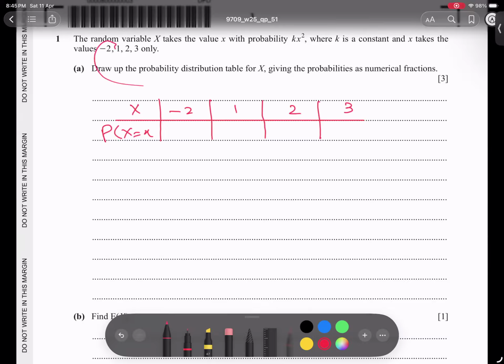And when I plug in this -2 here, we get 2 square, 4k. So first of all, I'm writing here 4k. Even if I write directly, no problem at all, because -2 square is 4k. 1x, I got k. Then I got 4k. Then I got 9k.